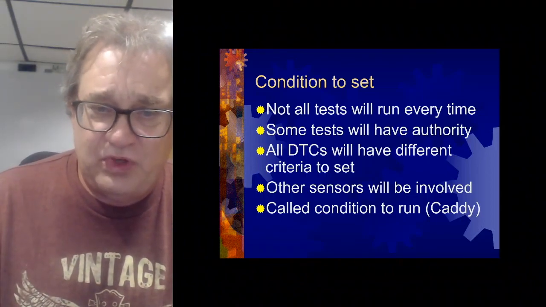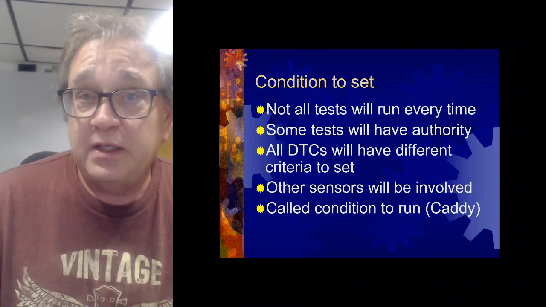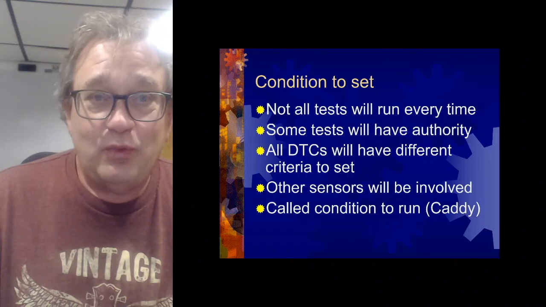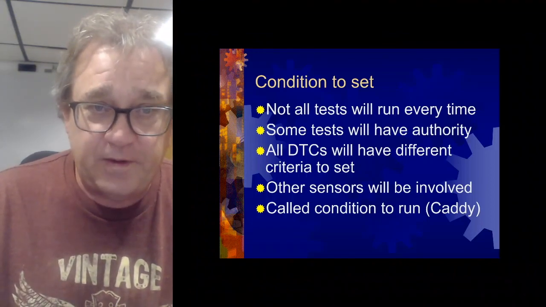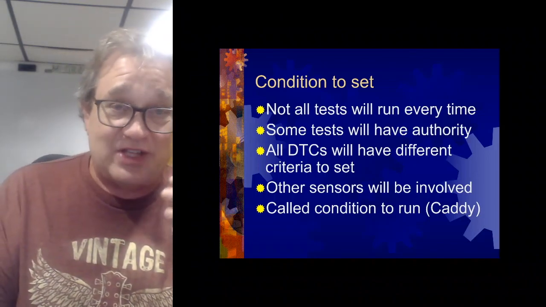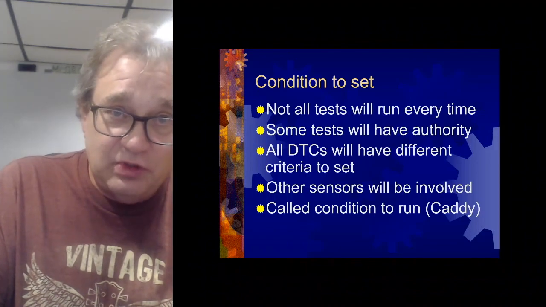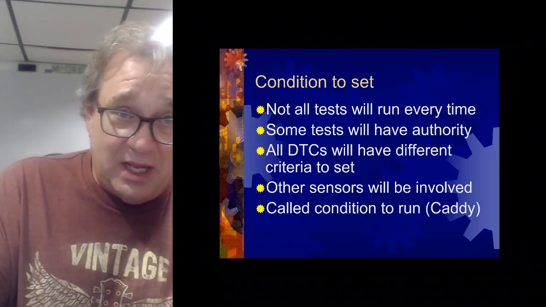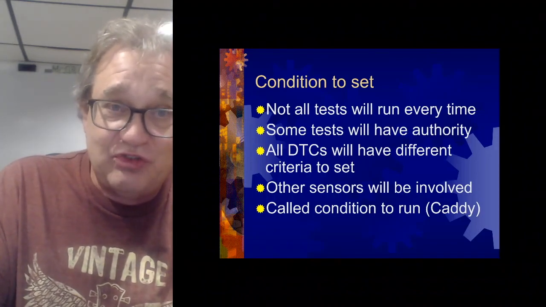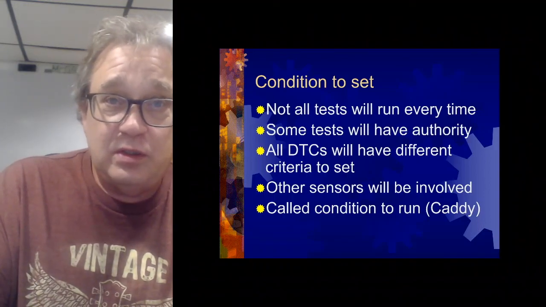And so not all tests are run every time. Some tests have authority. Okay, what do I mean by authority? Well, stuff that's really important, like the number one sensor that's used, that probably has the highest authority of anything, probably coolant temperature sensor, okay, and like throttle position sensor. Those are in charge of a lot of fuel.